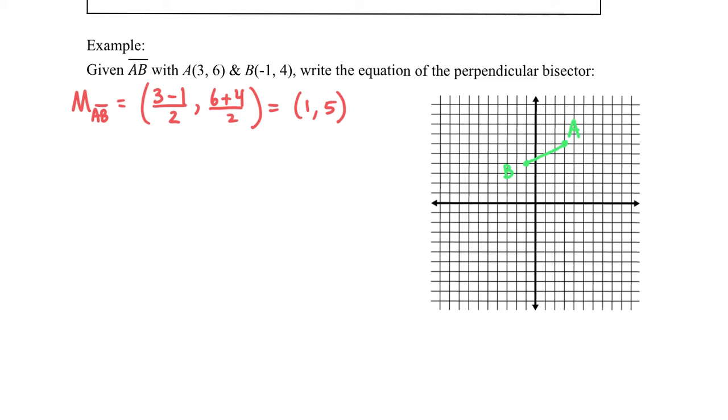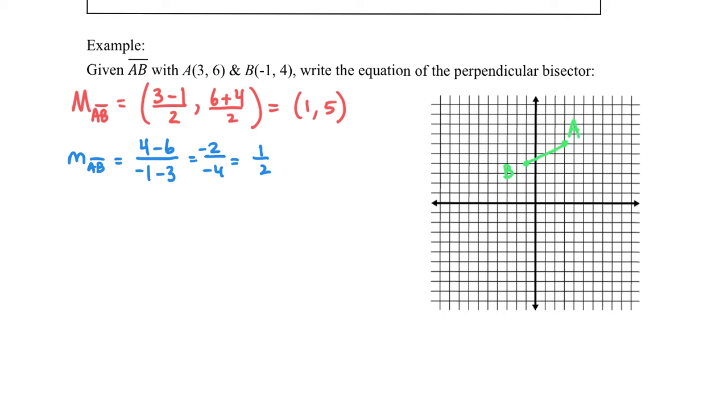Now our slope. In order to figure out a slope, we have to find the slope of the original segment, and then we're going to do the negative reciprocal of that. So our slope, lowercase m, of AB is going to be y2 minus y1, 4 minus 6, over x2 minus x1, negative 1 minus 3. So 4 minus 6 is negative 2. Negative 1 minus 3 is negative 4. So my slope is negative 2 over negative 4, so my slope is 1/2.